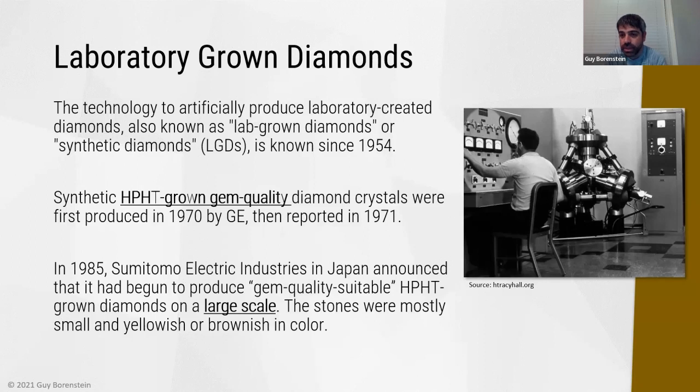Now, when I'm saying gem quality, it is a little bit of an overstatement. The color was not that attractive. It was a kind of yellow with a brownish tinge, something that, sorry about the phrase, but looked like urine in its color. And they were still with noticeable inclusions. But it was already at a level that can be called low gem quality.